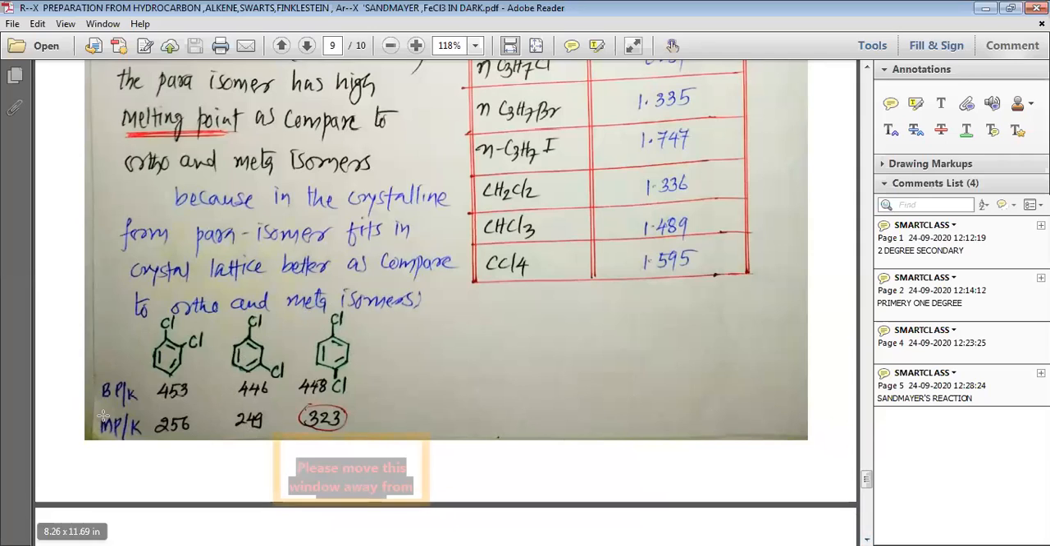But when we look at the melting point, which is applicable to the solids, the melting point of ortho-dichlorobenzene is 256 Kelvin, the meta-dichlorobenzene is 249 Kelvin, but the para-dichlorobenzene is 323 Kelvin, which is very high as compared to these two. And this is what can be observed, because the para-isomer of the dihaloarene fits well into the crystalline form.